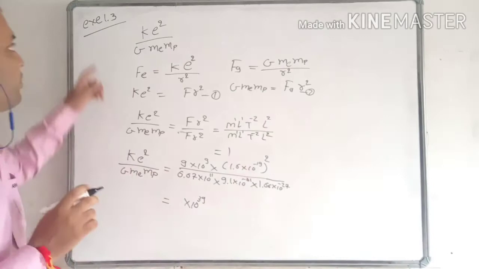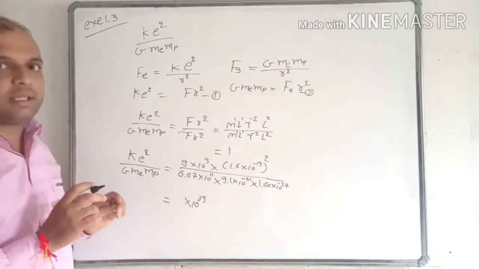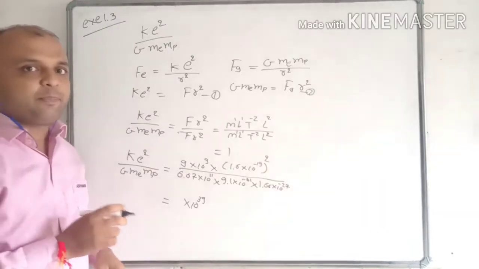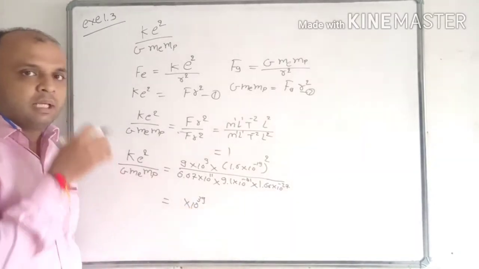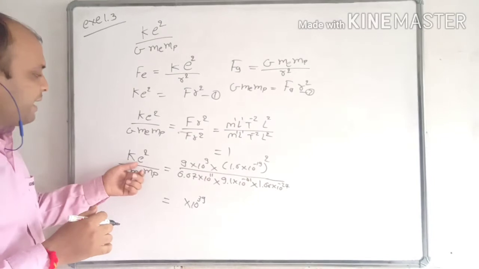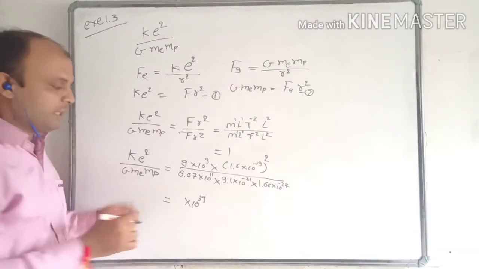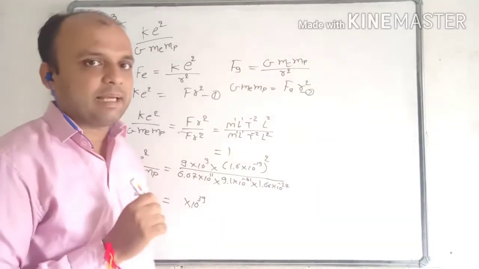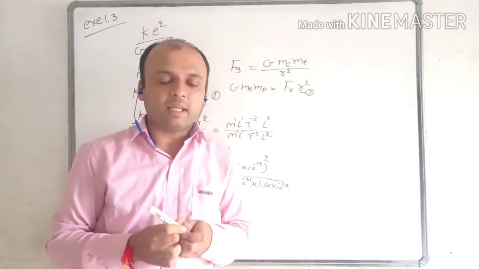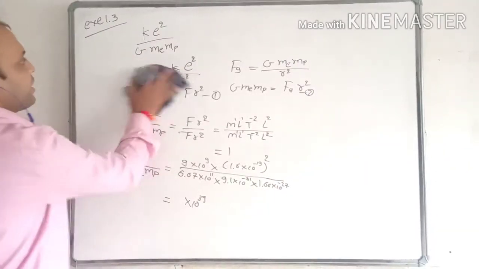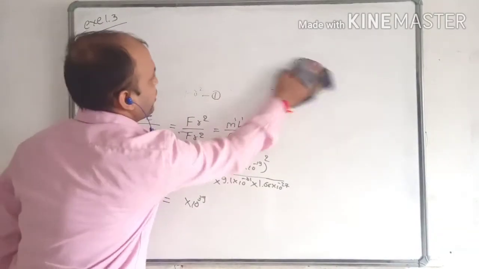This is exercise 1.3, in which you have to find the dimension and the value of the ratio, and the value tells us how many times electric force is greater than gravitational force, and that is 10 raised to 39 times. Okay students, this is example 1.3. Now we will see example 1.4.